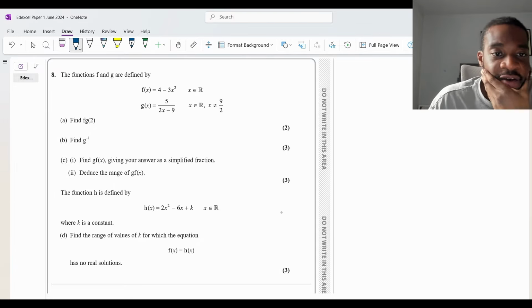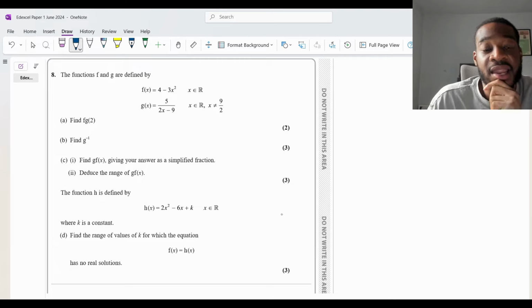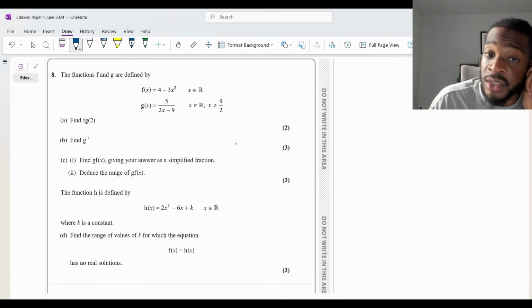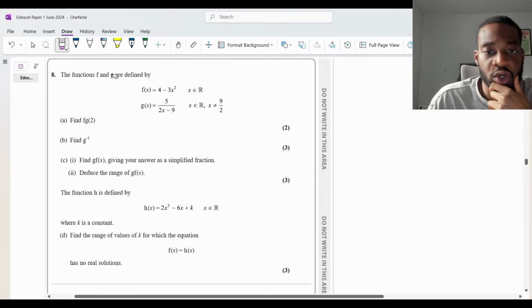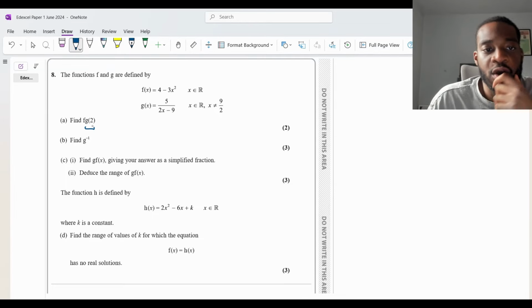G of x is equal to 5 over 2x minus 9, where x is an element of the reals and x cannot equal 9 over 2. So this denominator can't be 0 essentially. Part A says find f of g of 2. So remember, this is just a composite function. We're going to plug 2 into g first. Once we get that, we're going to plug it into f. So let's do that here.